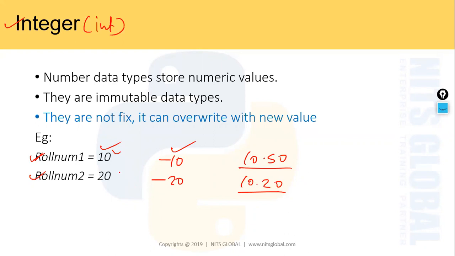Now the second thing, as I said, they are immutable data types. Immutable means whatever value you store is not permanent, it is temporary. For example, roll number 1 is equal to 10, then later if I give roll number 1 is equal to 30, it will remember 30, not 10. So they are not fixed. They can be overwritten with a new value at any point of time.